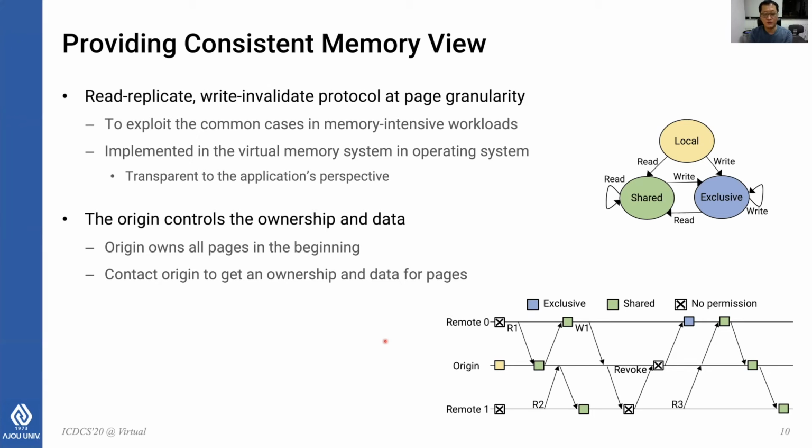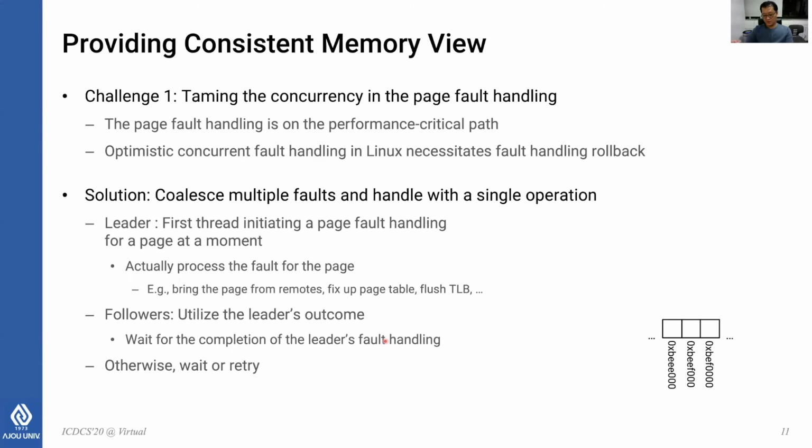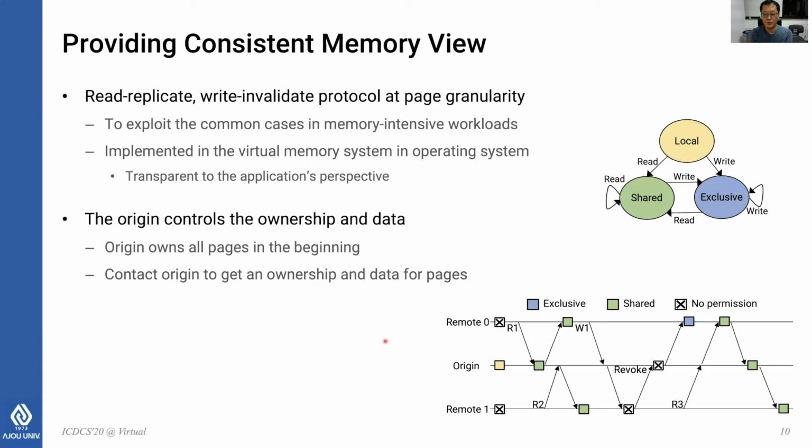So in the beginning, the origin node, where the process was firstly created, owned all the pages for the process. And the origin actually controls and tracks the ownership and the location of the up-to-date data for each page. As we migrate the thread to a remote node, it will read the page for data. In this case, it contacts the origin to get the ownership and the data for the page. The origin examines the request and finds the up-to-date data for the request and responds to the request accordingly. To implement the write invalidate protocol, the origin can revoke the ownership from the nodes that own the page.